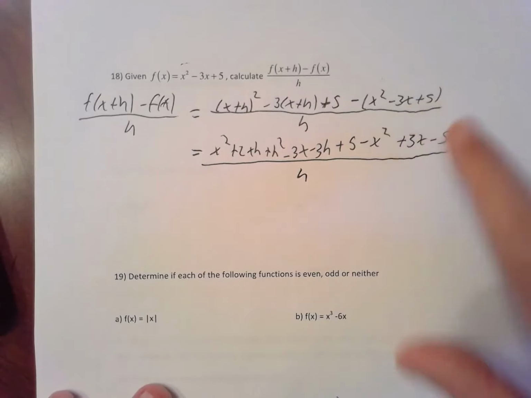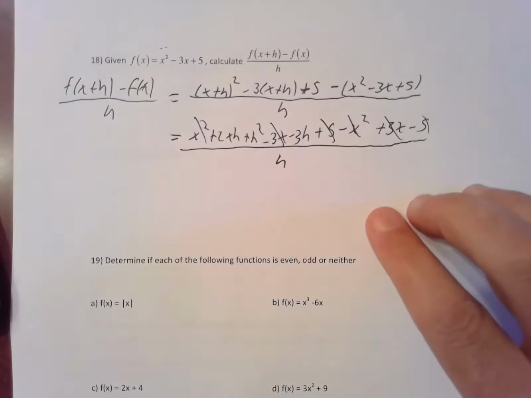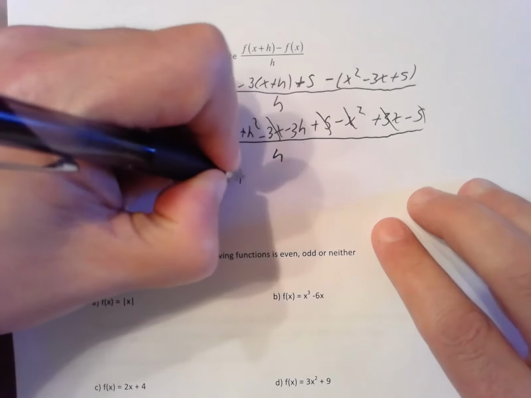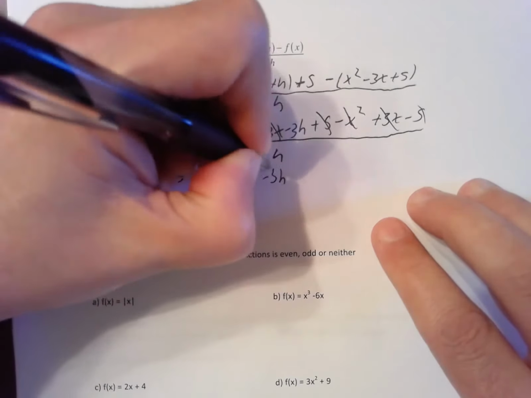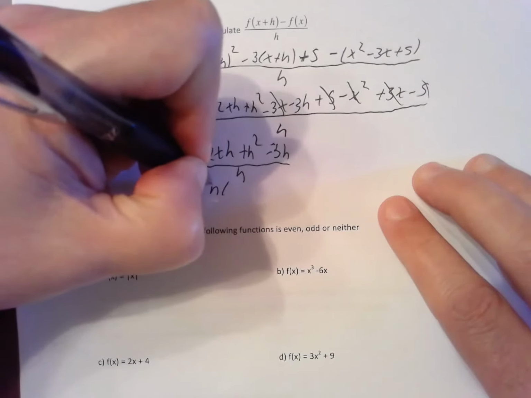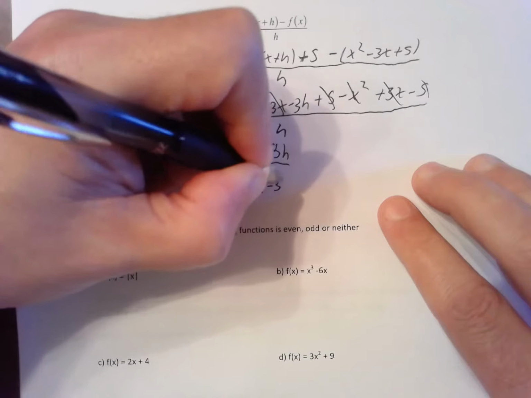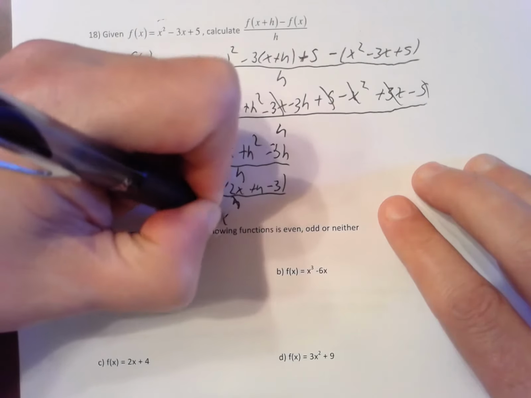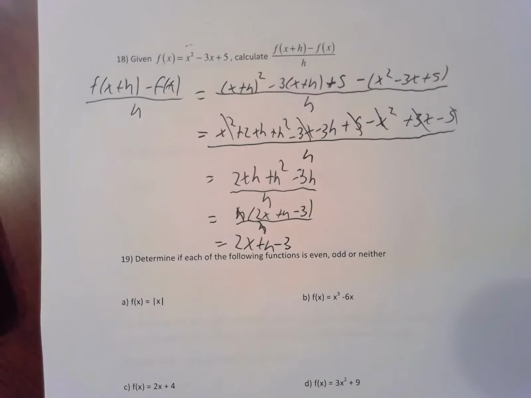Everything past this minus should cancel out. Boom, boom, boom, cancels with that, and with that. Everything that's left should have an h in it. Factor out that common factor of h. Cancel the h and write down what's left over. That's what a good solution should look like.